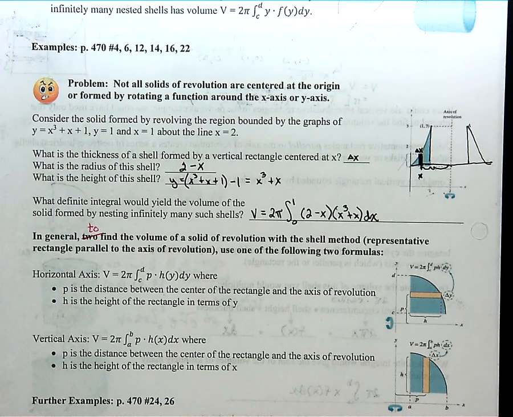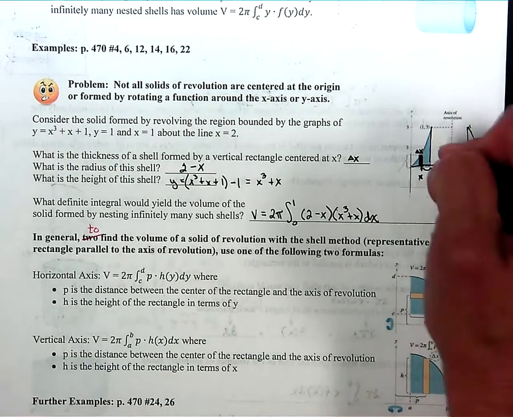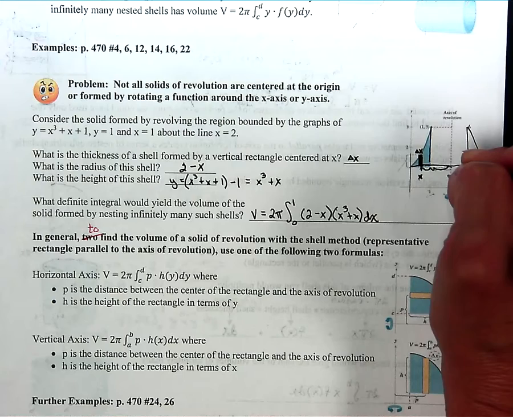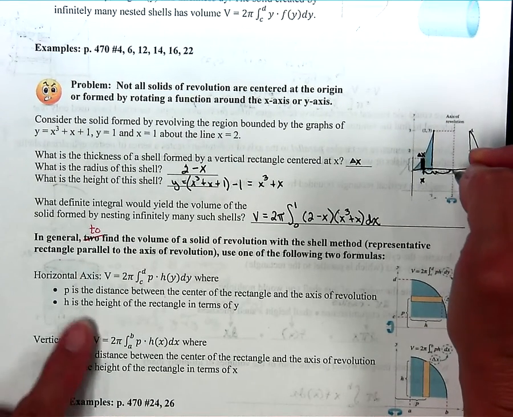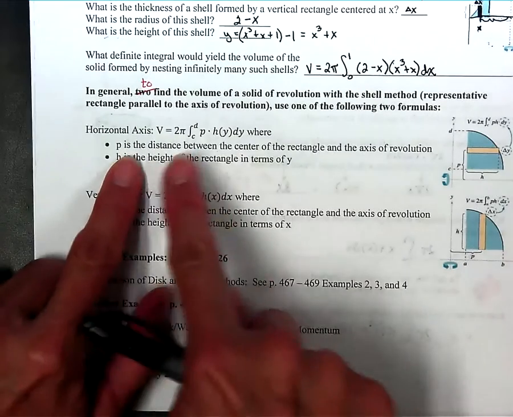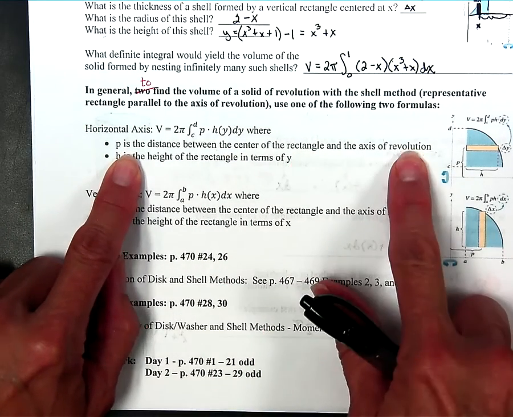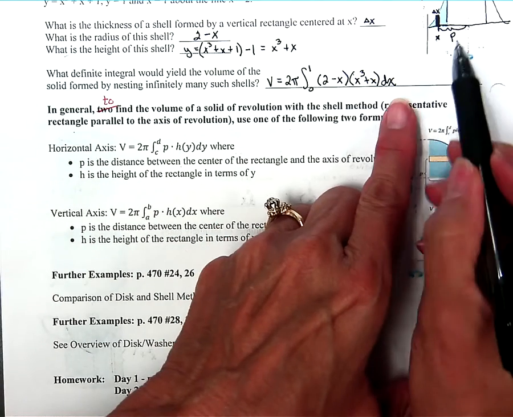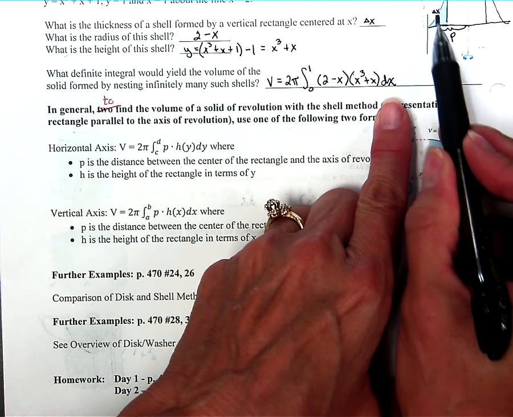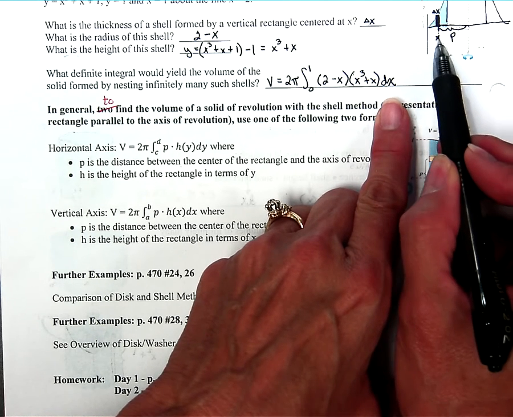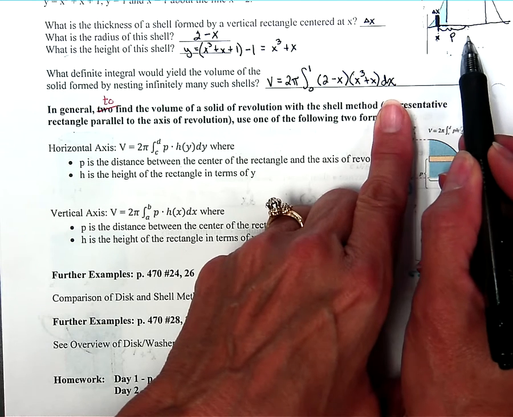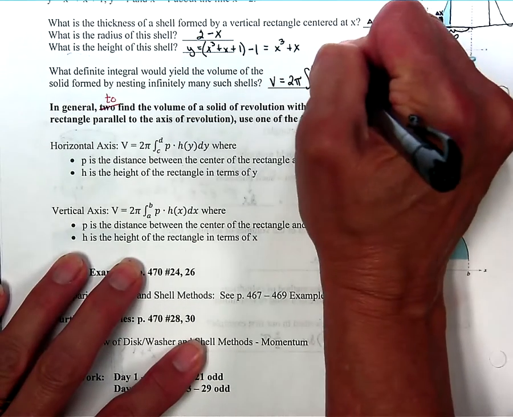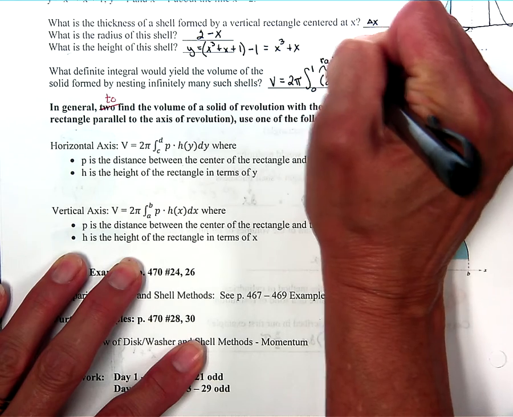For reasons I'm uncertain of, the author calls this distance, I want to call it r, the radius, p. I don't know why. But p is the distance from the center of the rectangle to the axis of revolution. So label this p. The center of each rectangle is going to be some x value. The distance between that x value and the axis of revolution, 2 minus x, that's the radius. And like I said, for reasons unknown to me, that's p.